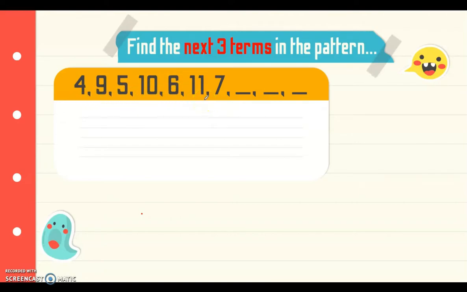So we can say that we are adding 1 alternately. So we have 4 plus 1 is 5, plus 1 is 6, plus 1 is 7. And here, 9 plus 1 is 10, 10 plus 1 is 11, 11 plus 1 is 12, 12 plus 1 is 13 here. And this one is 7 plus 1 is 8. So our next three terms in this pattern are 12, 8, and 13.